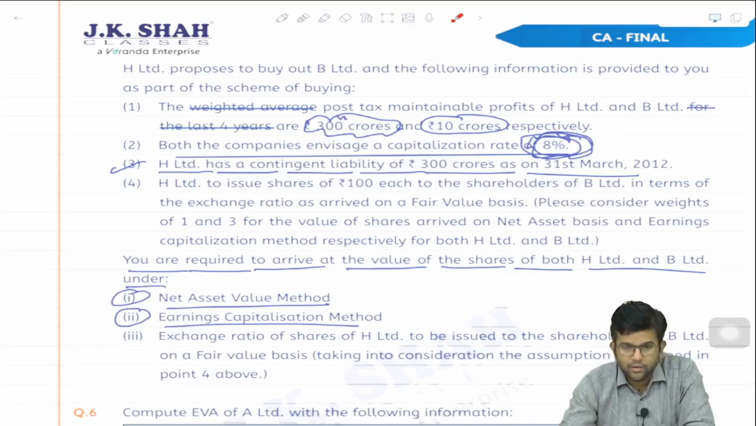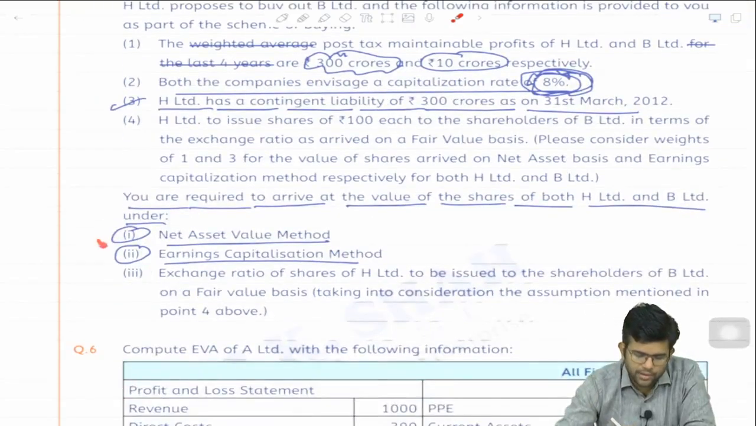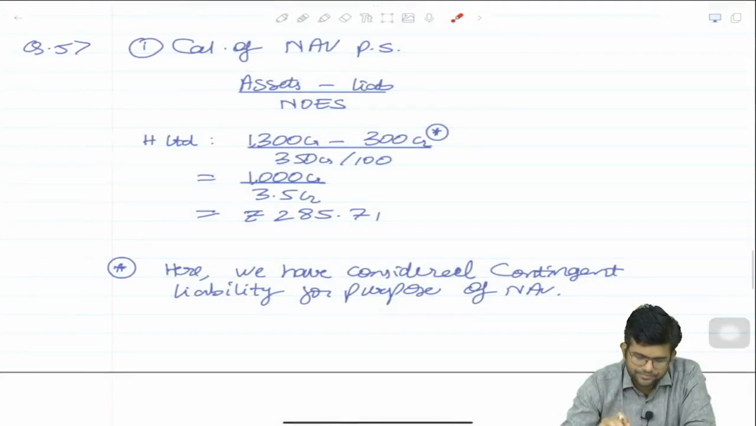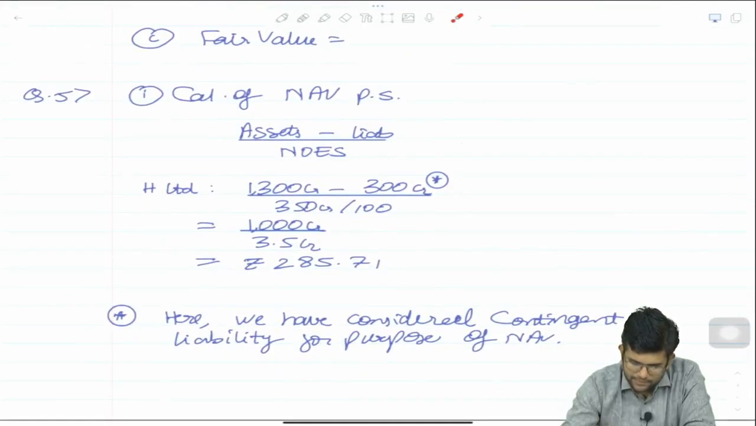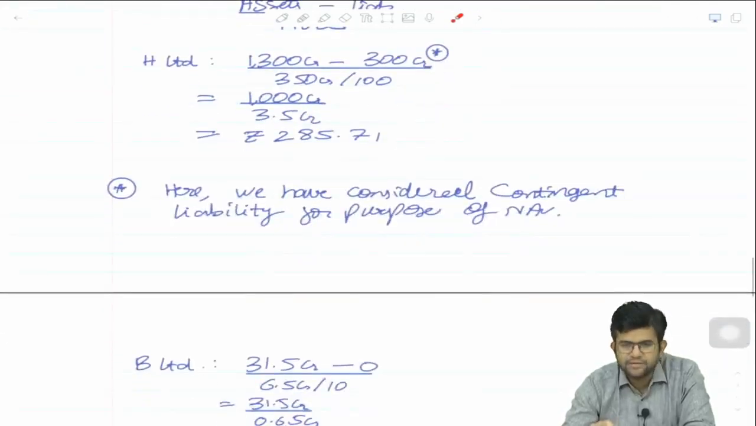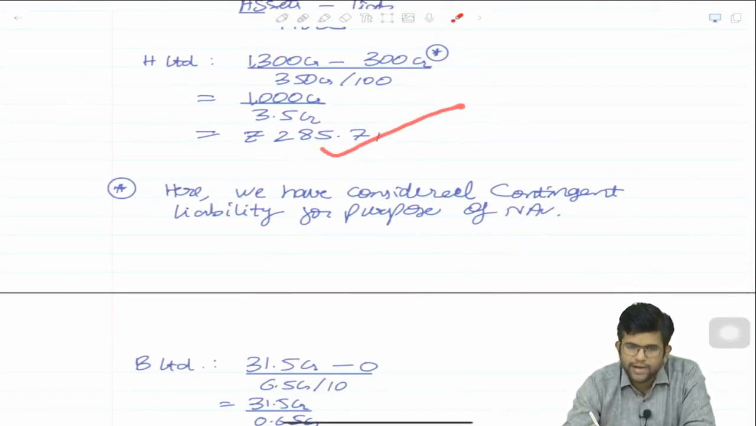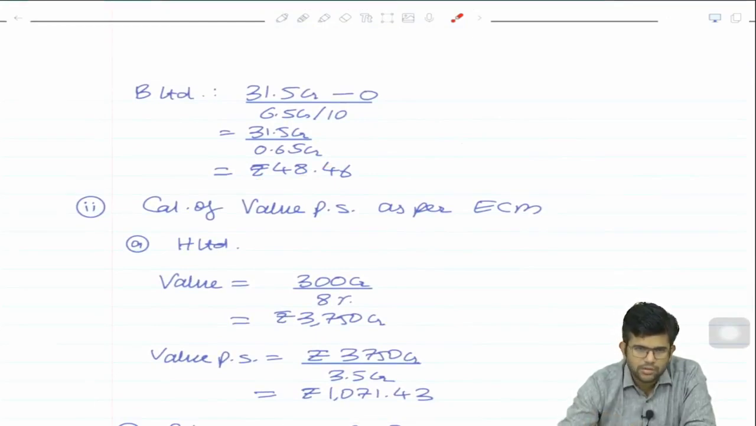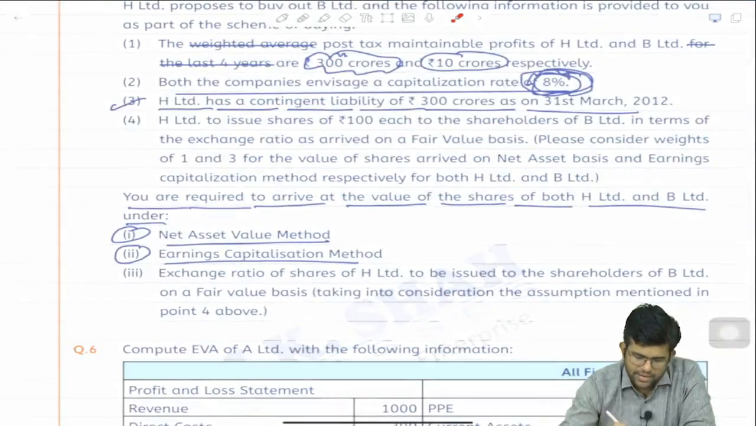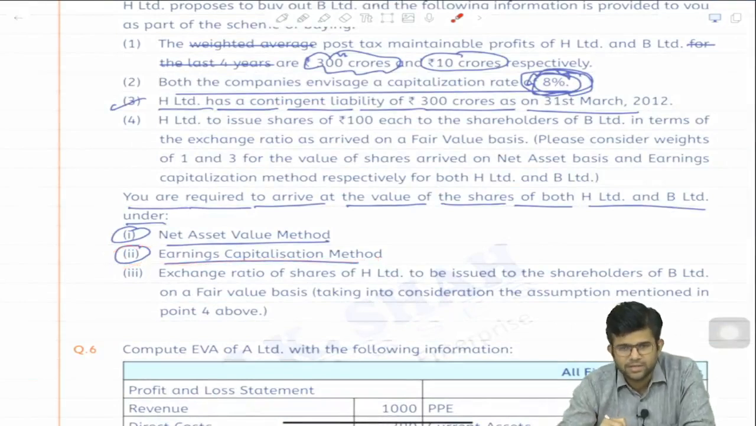Done? Okay. So, can I say via the NAV method, we understood that H Limited has a value per share of 285.71 and B Limited has a value per share of 48.46. These two numbers you have in your notebooks. Okay. Next, they are saying, okay, now you value according to earnings capitalization method.